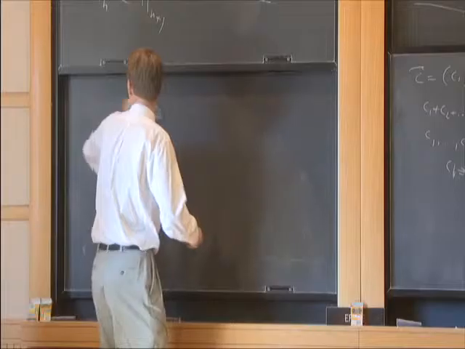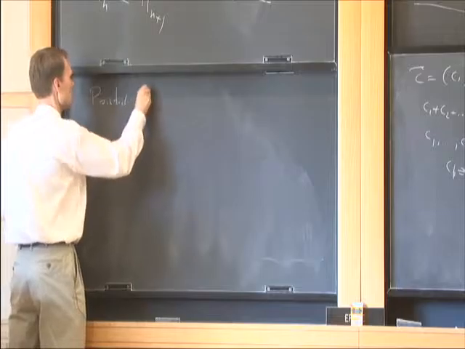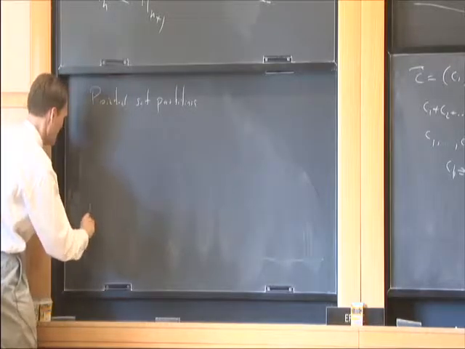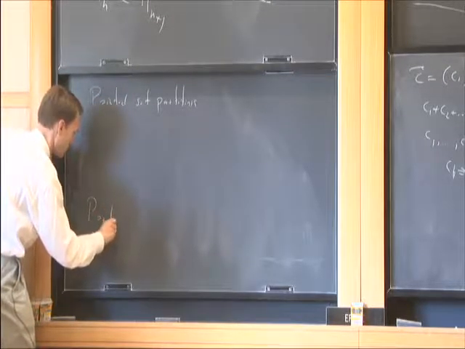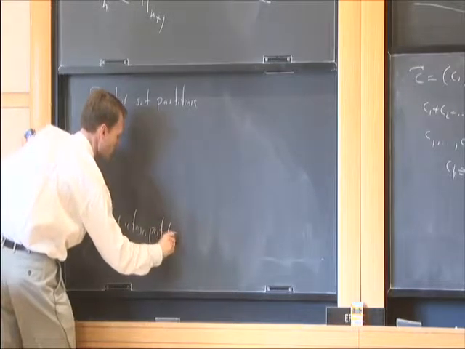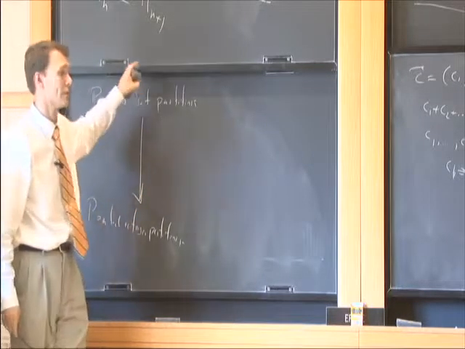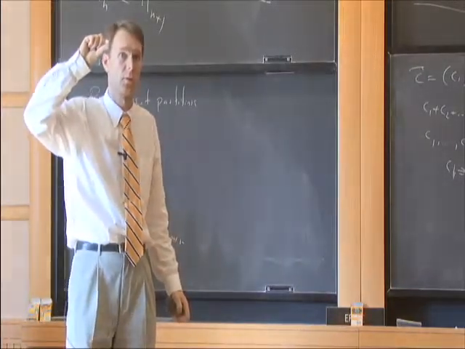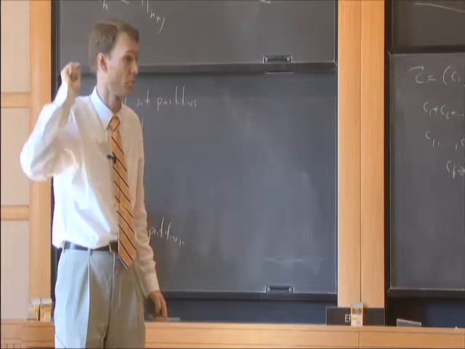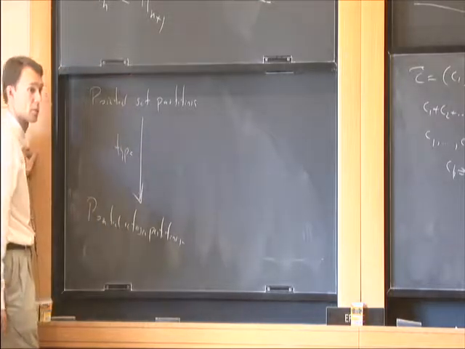So over here, I'm going to have pointed set partitions. Here, I want to have pointed integer partitions. Well, there is a natural map going here. Namely, I have a pointed set partition, and I can read off the cardinalities of each block. I'm just going to make it easy for myself and call this the type of a pointed set partition.